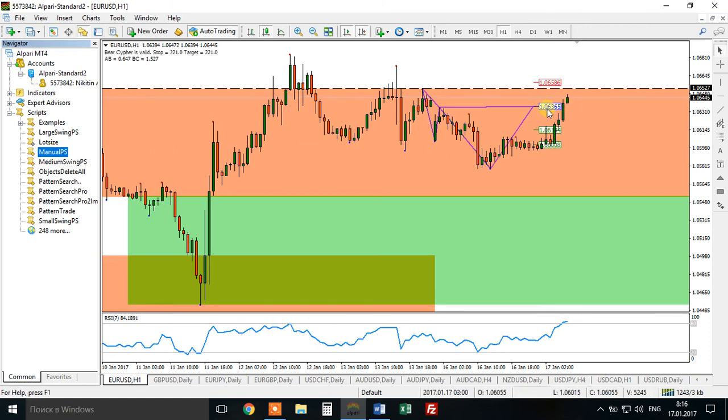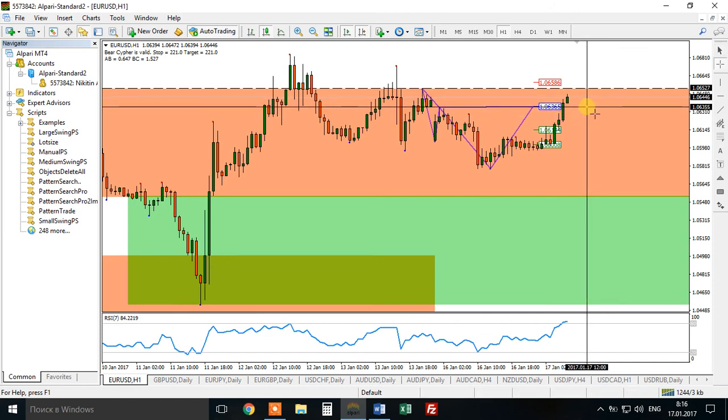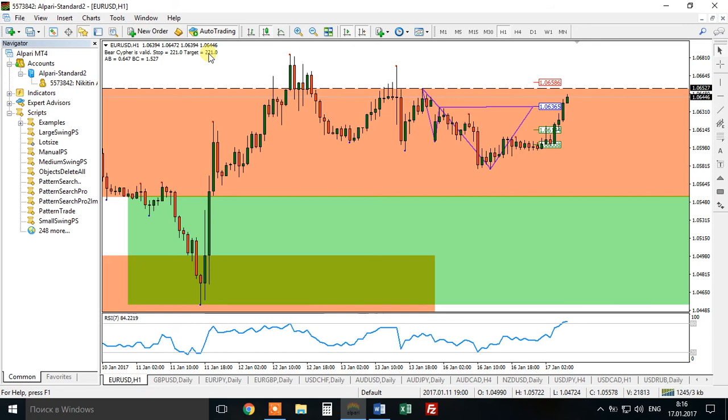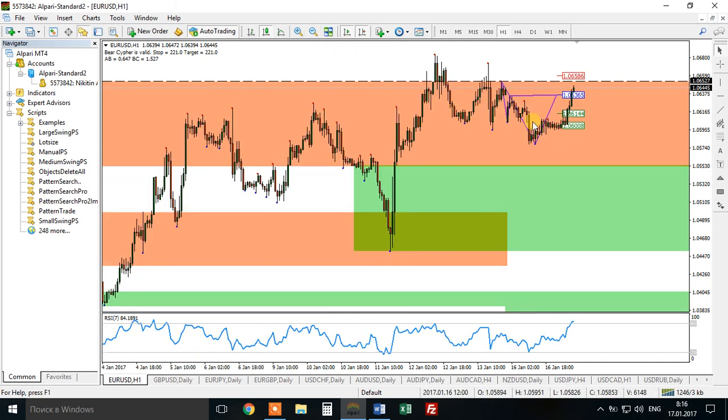So the entry for that cipher is already triggered. Okay, the stop loss is here. 22 pips is your stop loss, and 22 pips is your target. You can trade it as a cipher pattern, yes, hunting those targets of 382 and 618. Well, cipher pattern is one of the most high probability setups, so its win ratio is about 70%.